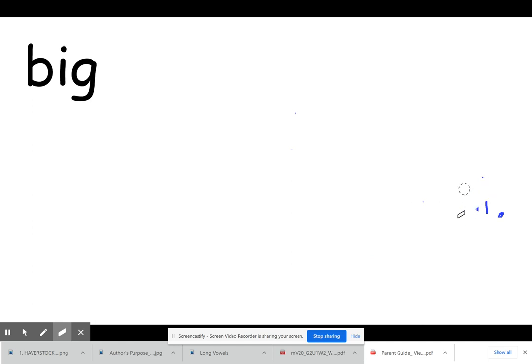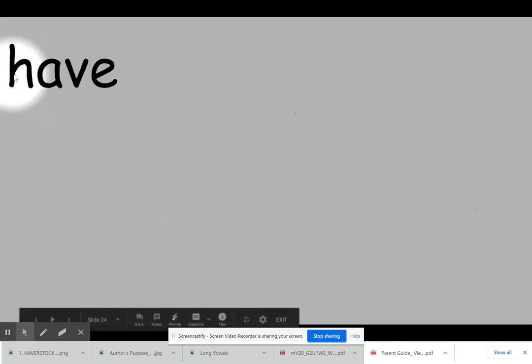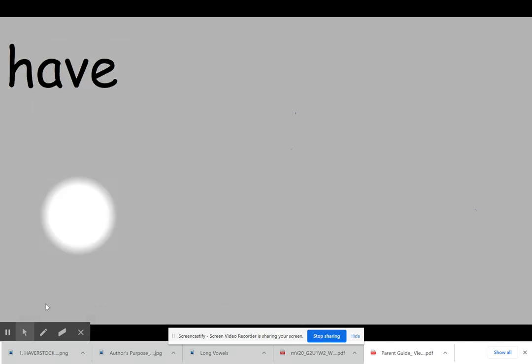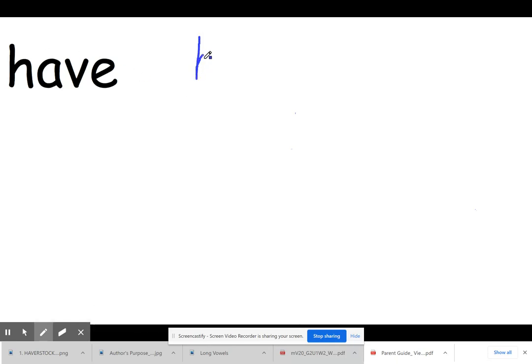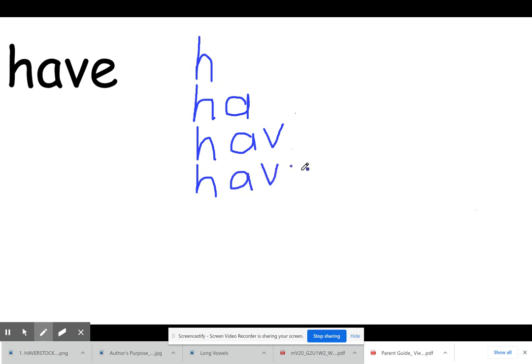Okay, so here is our next word for us to try. Have. H-A-V-E. Have. Okay, so let's go ahead and first step is let's do our stair step words. So H, think about what's going to go next. H, A, H, A, V. Remember, notice how we're lining up our letters. H, A, V, E, have. So H, H-A, H-A-V, H-A-V-E, have.